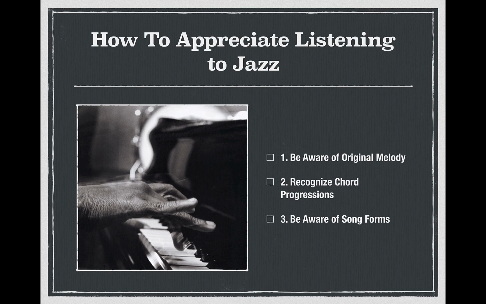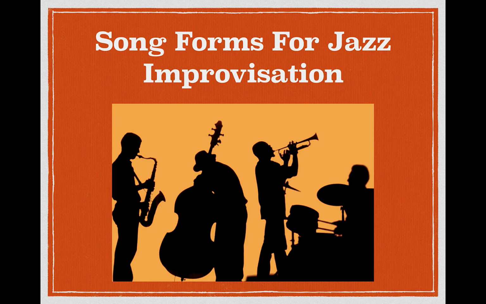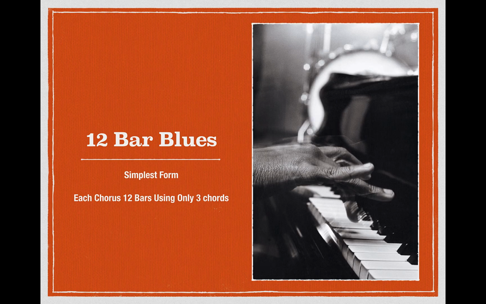So song forms: every song has a structure. And when jazz musicians are playing and a certain song is to be played, if you know the structure, that's going to help you improvise. If you know the structure and you recognize the structure, it's going to help you listen. So these are the main song forms that jazz musicians use, the main ones.